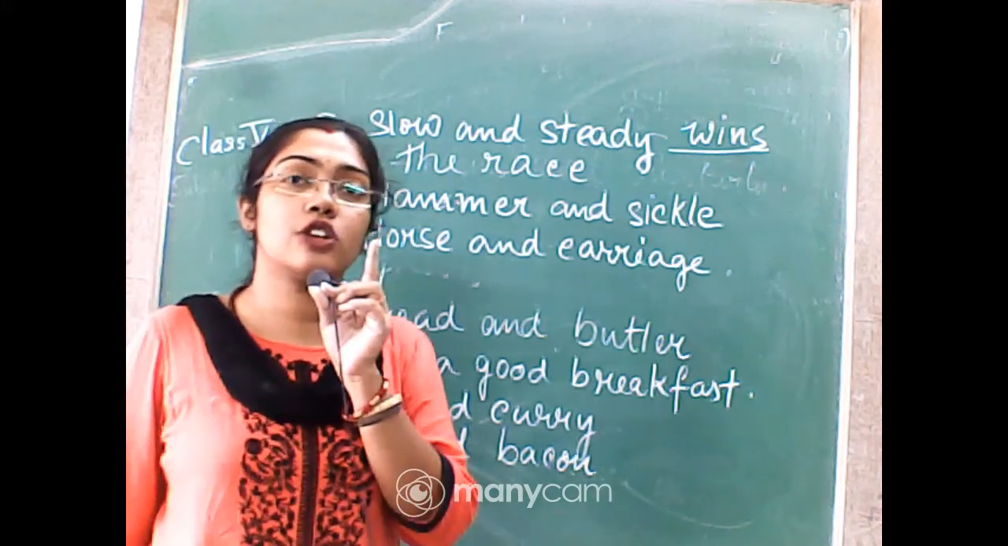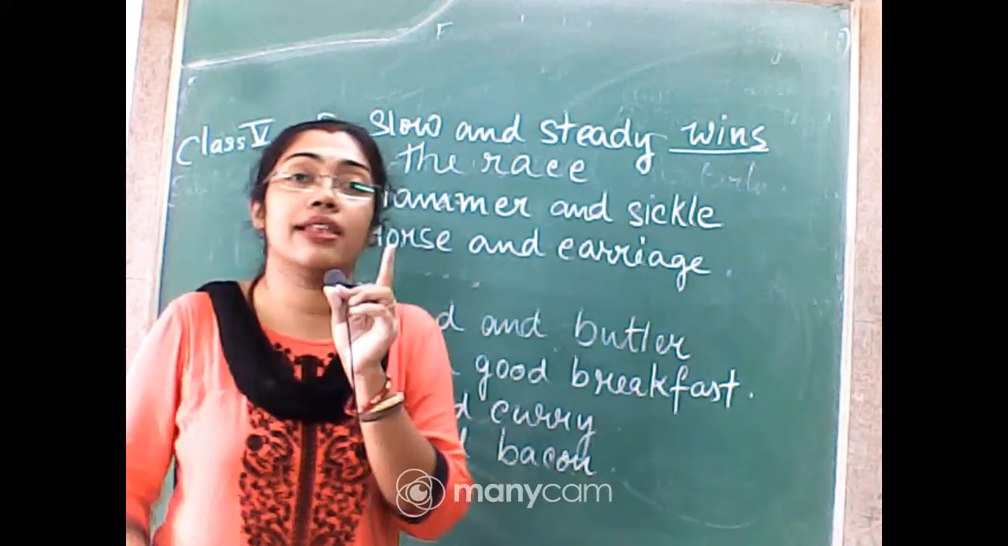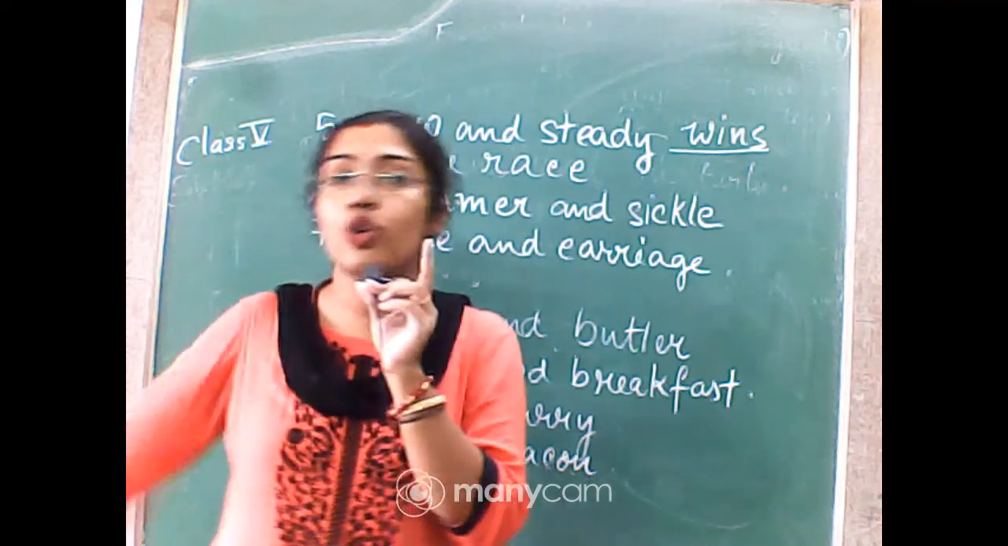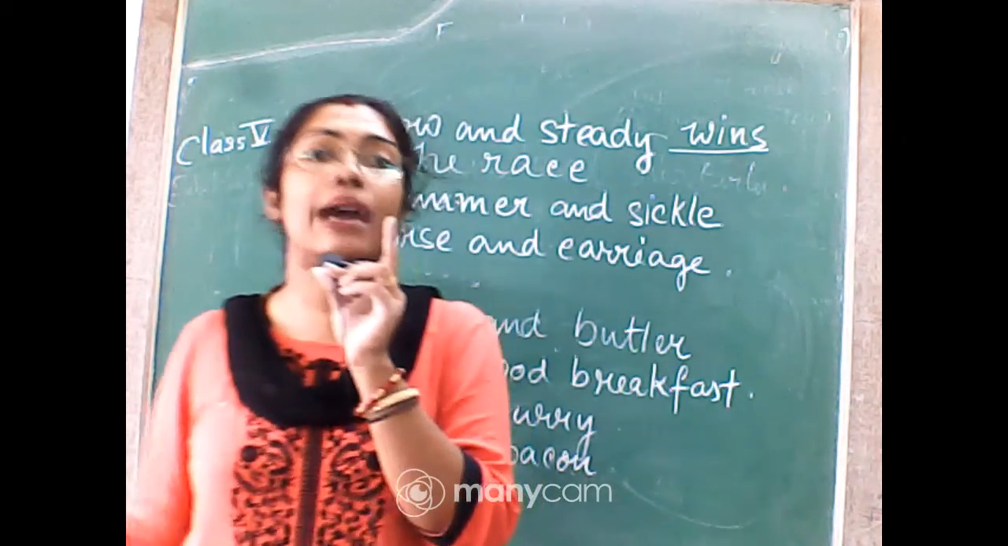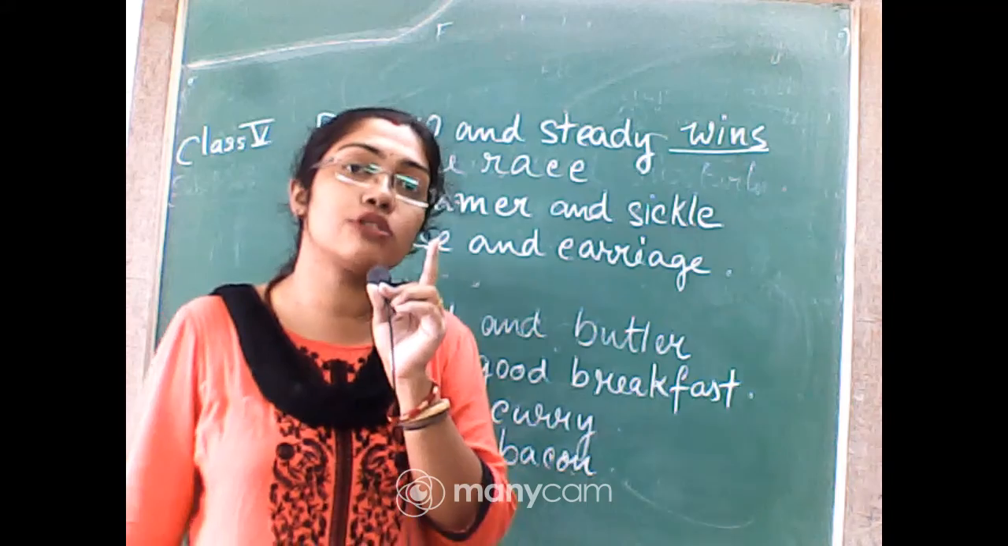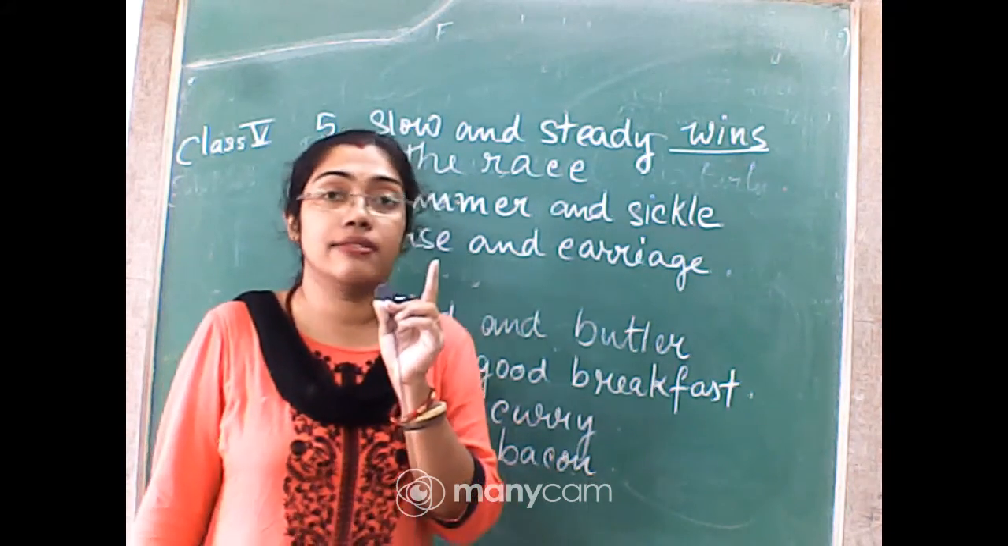Horse and carriage is also talking about one vehicle. As we say a toto, as we say a rickshaw, as we say a bus, horse and carriage is also the name of a vehicle. Okay.